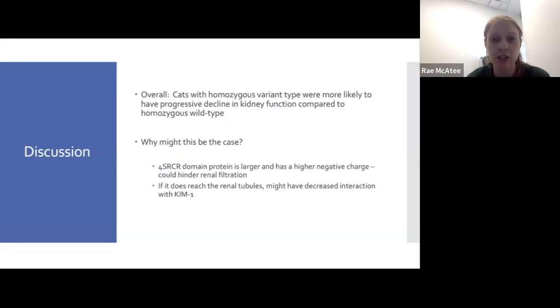So potentially, does it still reach the tubules? Does it have decreased interaction with KIM1? Or maybe we don't exactly know. Maybe we need a larger study. They do bring up that of the 24 cats with progression in their CKD, 20 of them, so 83%, had at least one of the additional exon 3. So either were heterozygous or homozygous, but again, it's a rather small population.